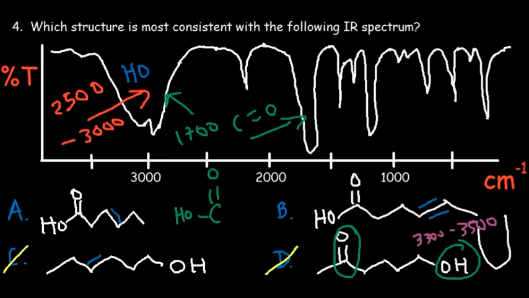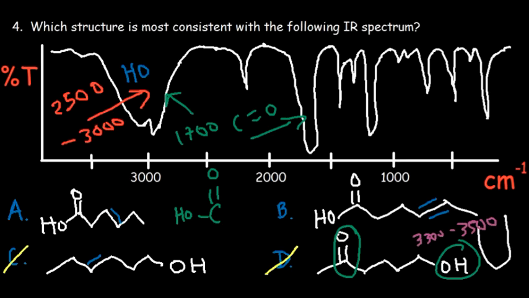So if I can draw a rough sketch, an alcohol OH stretch would look something like this. It would be in that region. It wouldn't cross over past 3000. It wouldn't go to the right of 3000. So we can eliminate D.